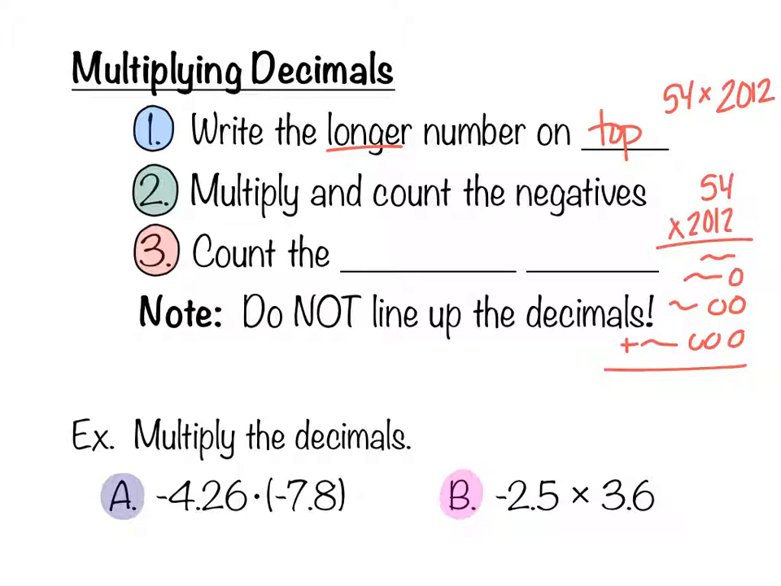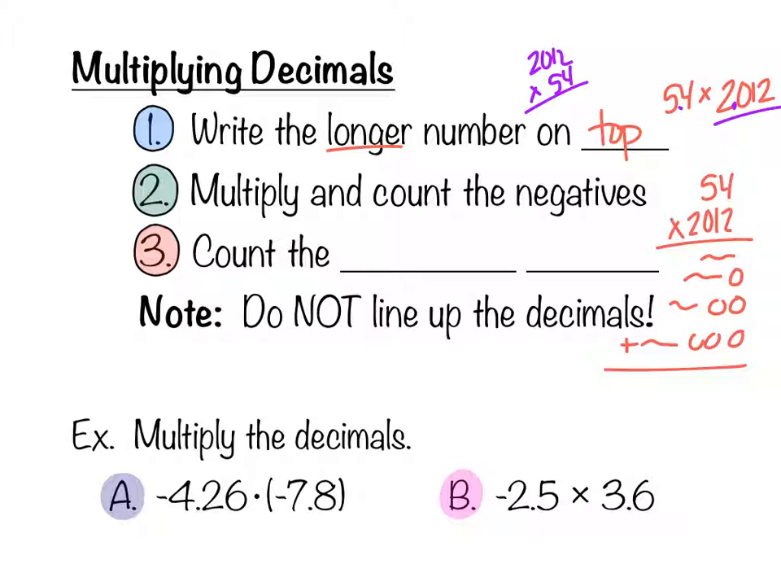Instead, write the longer number on top. If you put 2012 on top, then you only have 2 rows of multiplication to do, and that means less work. So usually the longer number is the larger number, but when you're working with decimals, the longer number isn't necessarily the larger number. If I put a decimal point between the 5 and the 4 and a decimal point between the 2 and the 0, you can see 2.0 is smaller than 5.4. So the longer number is actually smaller. So it doesn't matter if it's smaller or larger. You want to put the longer number on top when you multiply.